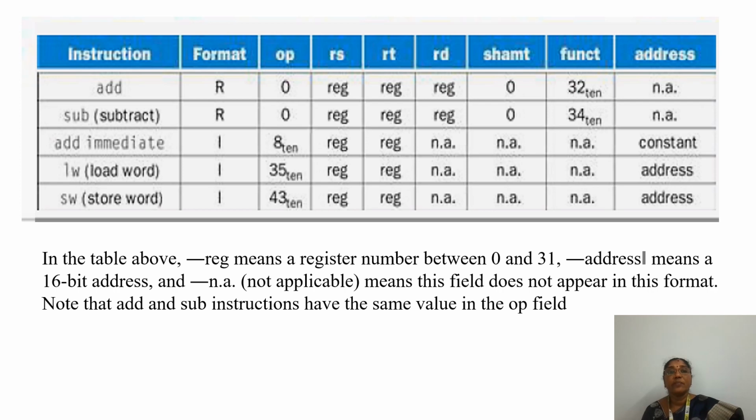So that's what is given here. Instructions: add, subtract, add immediate, load word, store word. So what is the format? Add and subtract instructions have all the data in registers, and hence they come under the category of R type. Whereas add immediate, load word and store word use only one register, and another one is the constant value for add immediate, referred to here as the address. In load word and store word you have the address, and hence it is considered an I type instruction.